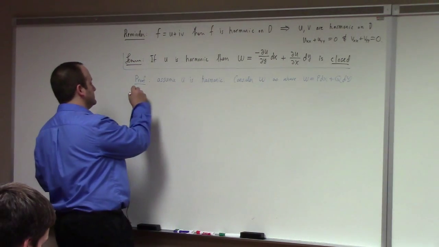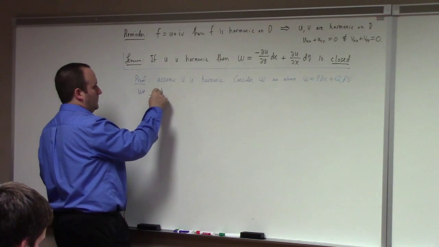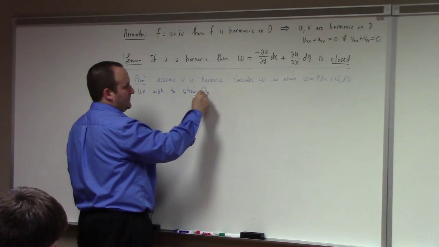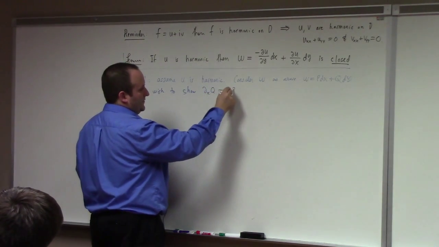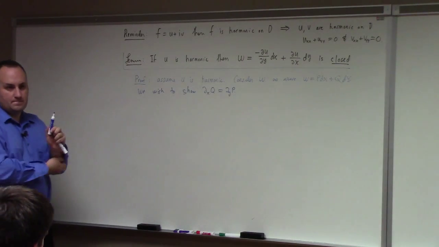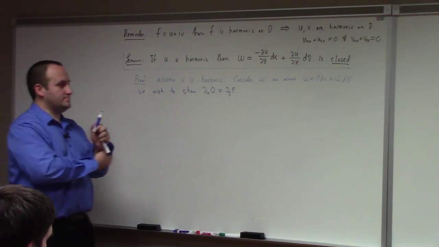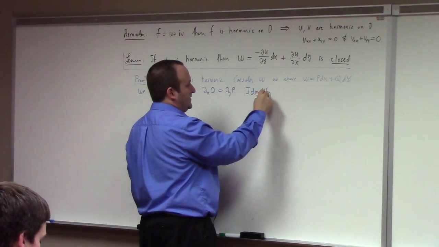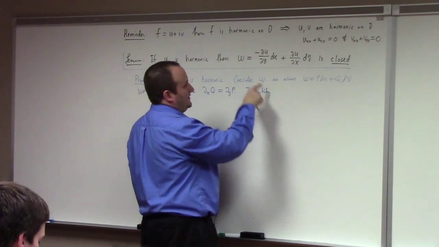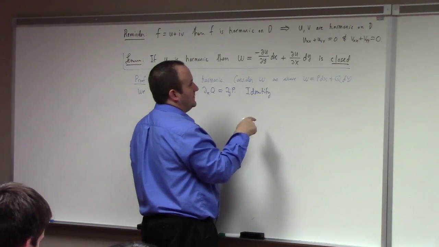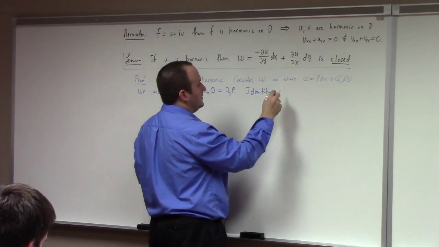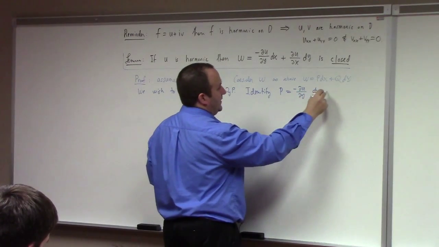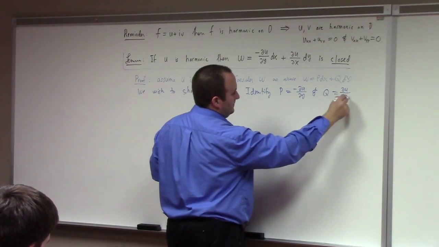What do we need? We wish to show what? We wish to show that partial x of q is equal to partial y of p, right? I'm assuming that omega is this particular differential form built from partial derivatives of the given u. So we've got p is equal to minus partial u partial y, and we've got q is equal to partial u partial x, right?